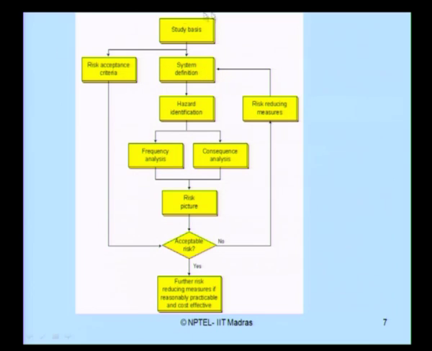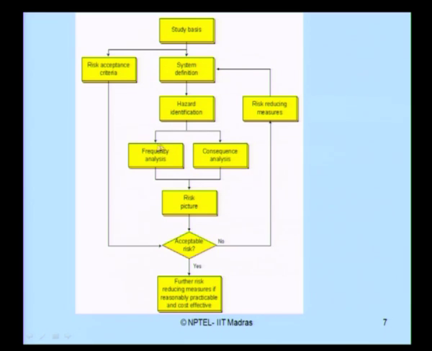To do that, the first step would be to define the system. First, identify the case study and then start defining the system, what we call system definition. For the defined system, identify the hazards. Once you identify the hazards, calculate the frequency of occurrence of those events, and if they do occur, what would be the consequence of that occurrence in the industry.